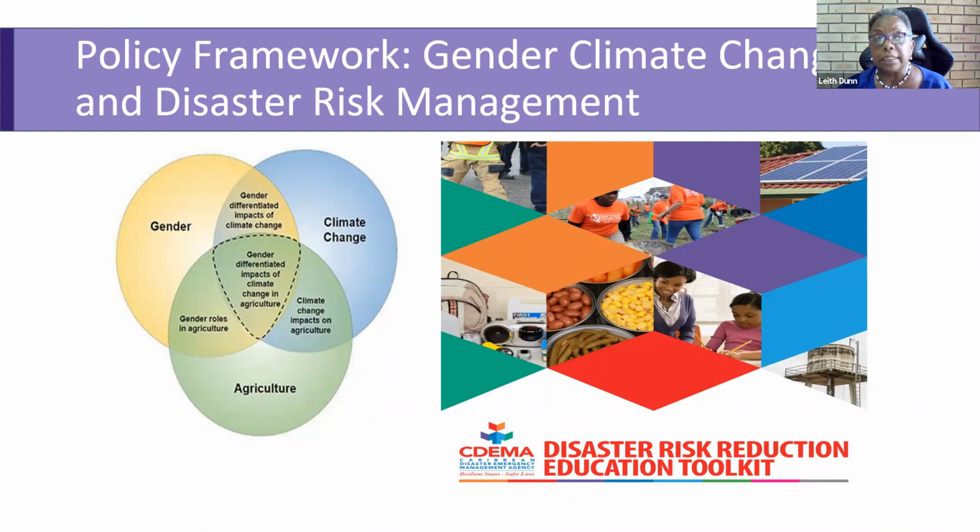Our policy framework is always complemented by commitments to gender, climate change, and disaster risk management, integrating them. So gender is cross-cutting with climate change, and here's an example on agriculture, recognizing the gender-differentiated impacts of climate change on males and females of different age groups. In agriculture, depending on our roles and responsibilities, we are also going to be impacted. And agriculture, of course, is impacted by climate change. I put here an image of a toolkit from one of our partners, the Caribbean Disaster Emergency Management Agency, with which we have done some of the work I'm reporting on today.